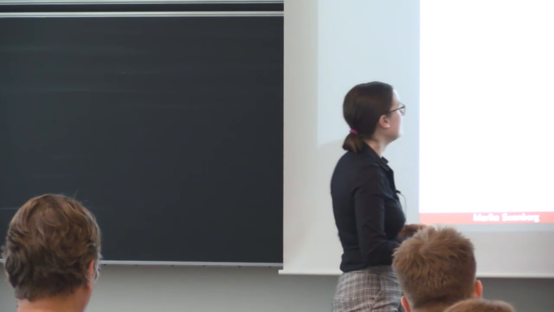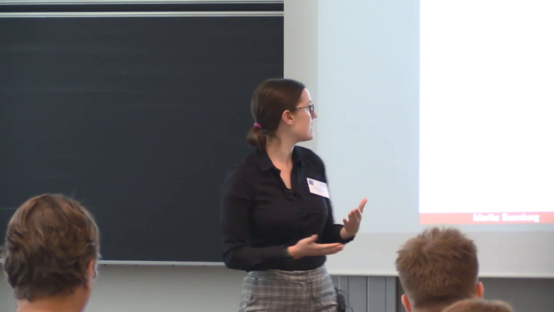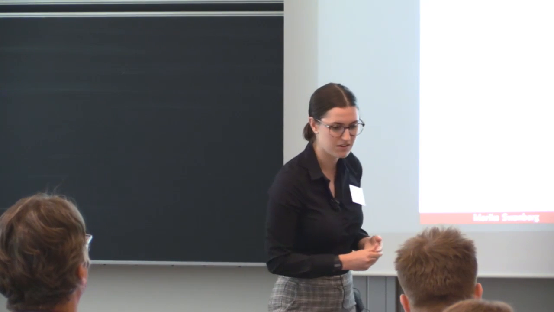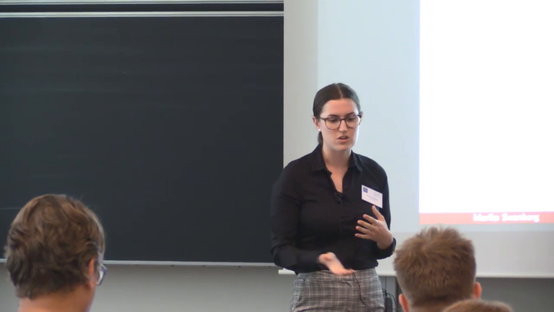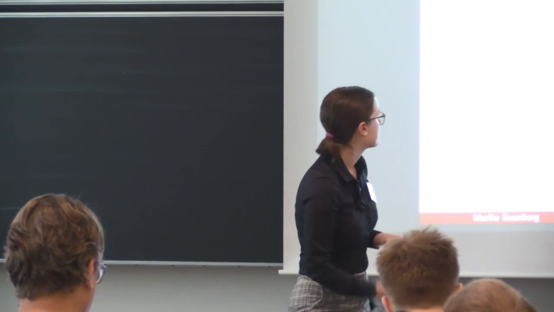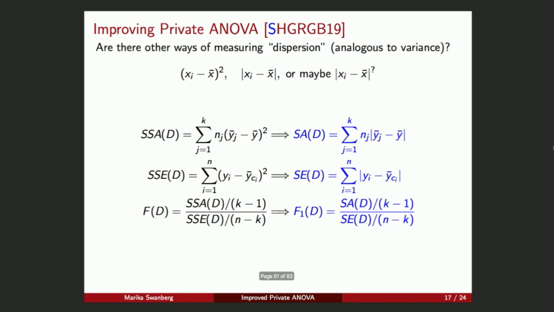So rather than approximating the F test, we were thinking about maybe just making our own hypothesis test. So we wondered, are there other ways that we can measure this dispersion or the variance within and between the groups? So the F test uses a squared difference of means, but we could also use a different metric, like absolute value difference. So that's what we did. We created a new test statistic. We call this the F1.